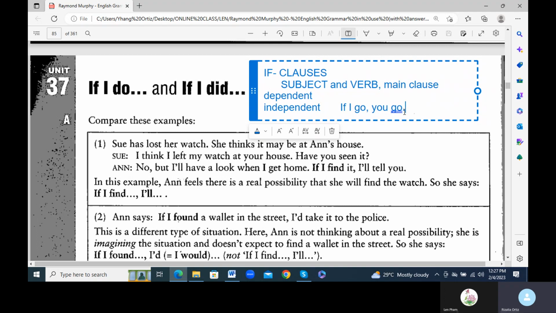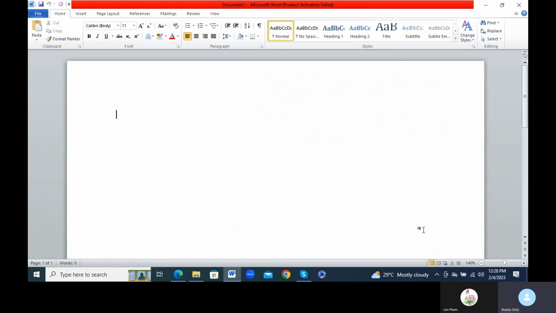However, if clauses can be expressed in many types, meaning there are many conditions in using if clauses. So this is our main focus in today's lesson. I would like to use Microsoft Word so I can give you more examples. The first condition is what we call the zero conditional if clause.